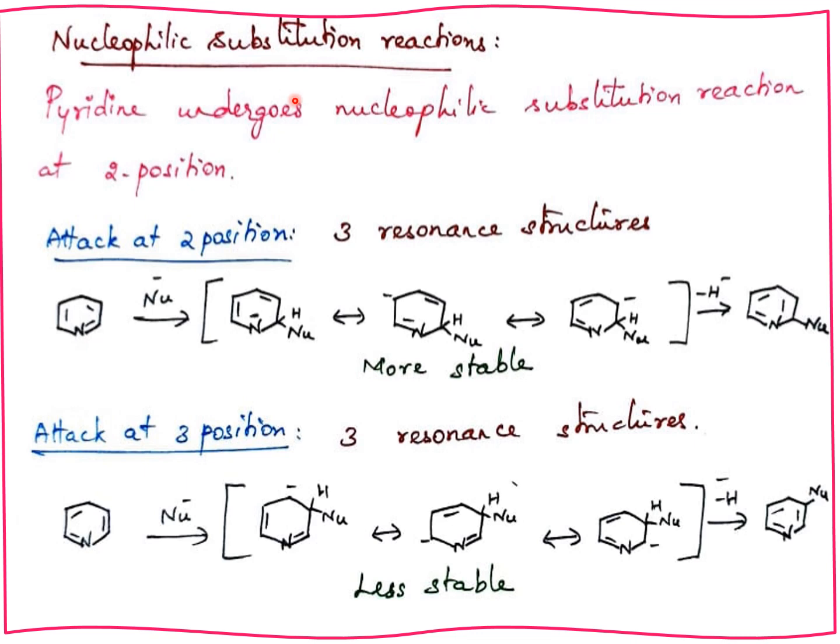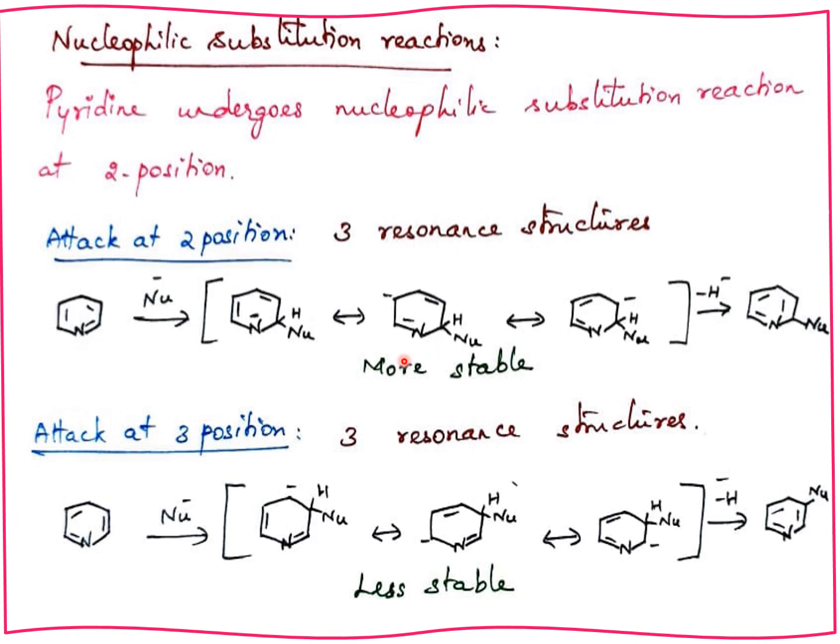Here, we have to see the nucleophilic substitution reactions also for pyridine. Just now we had seen that pyridine undergoes the electrophilic substitution reaction, but pyridine can also undergo the nucleophilic substitution reaction. We have to find out at which position the nucleophile gets substituted, either at the second position or at the third position. In the case of electrophilic substitution, we had seen that at the second position we have 2 resonating structures and at the third position we have 3 resonating structures. But in the case of nucleophilic substitution, at either position, 2 or 3, we have 3 resonating structures.